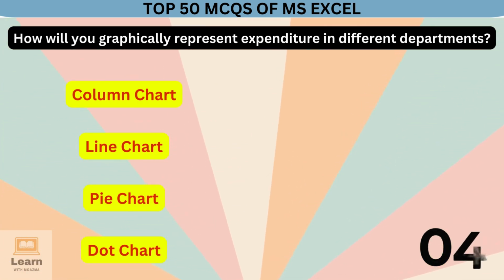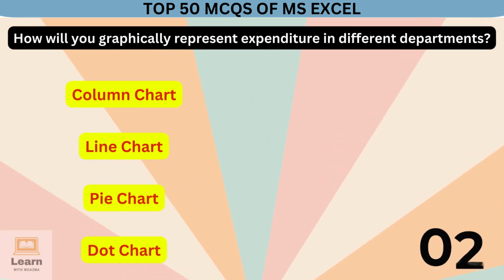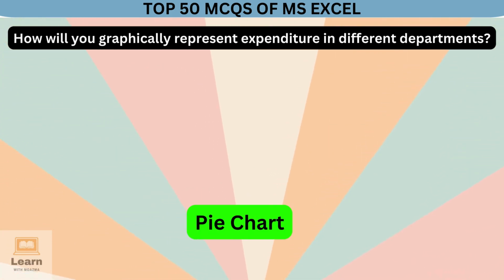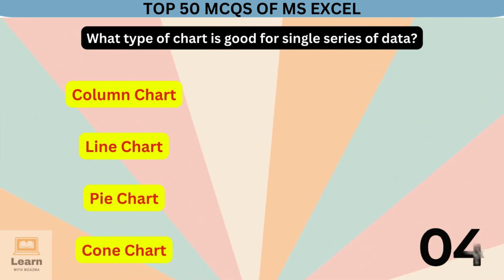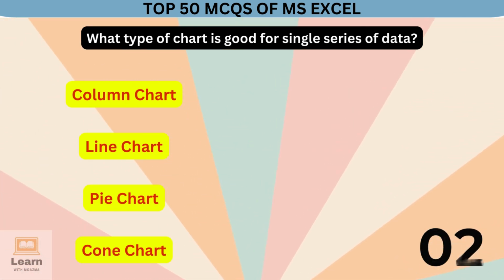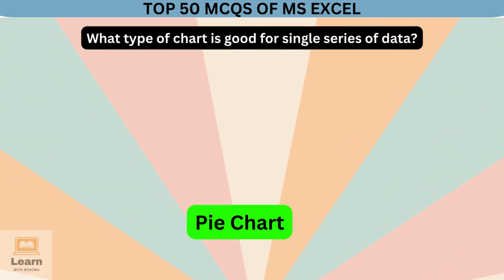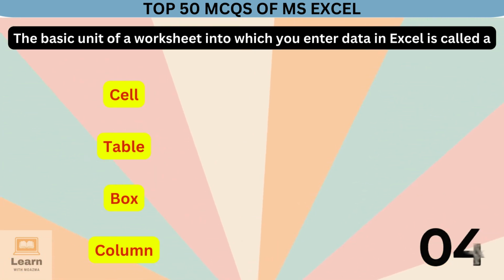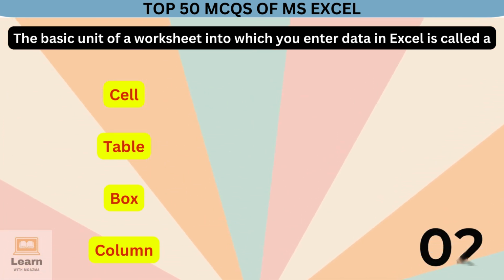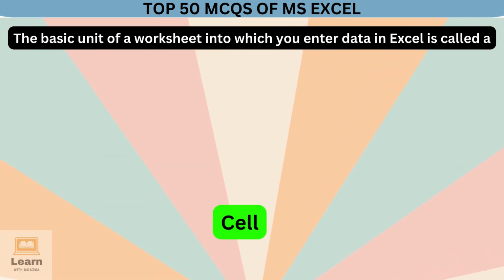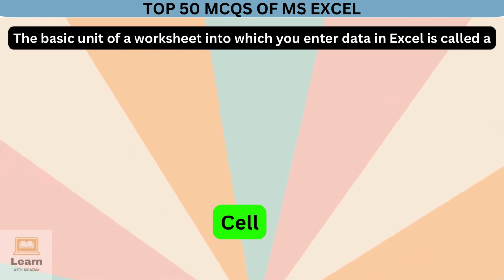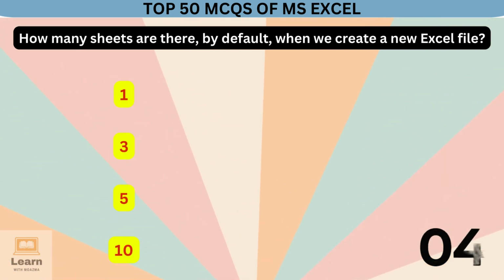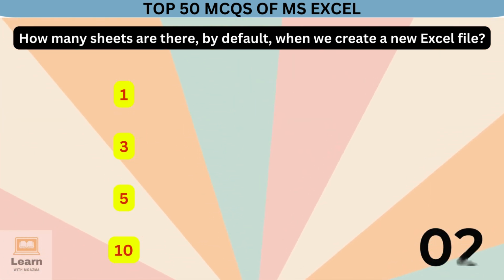How will you graphically represent expenditure in different departments? What type of chart is good for single series of data? The basic unit of a worksheet into which you enter data in Excel is called a. How many sheets are there by default when we create a new Excel file?